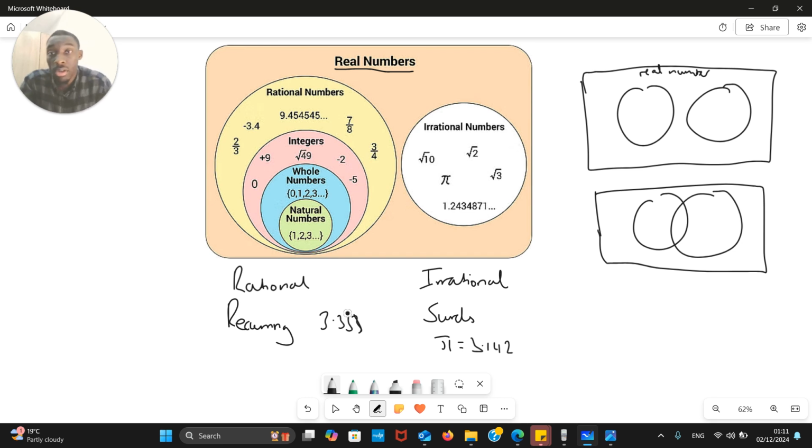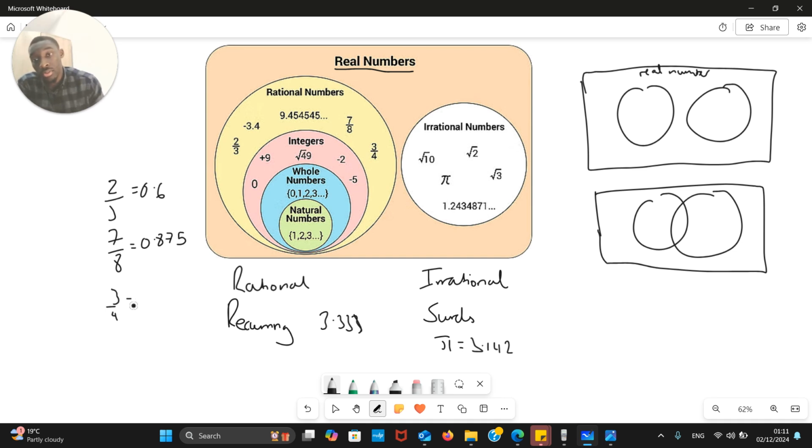But also rational numbers can be a fraction, and the fractions can be negative or positive. So you can see you have a negative sign for negative 3.4. So these are rational numbers, because all these numbers, you can convert them to one another. So 2/3, as you know, is equal to 0.6 recurring. 7/8 is equal to 0.875.